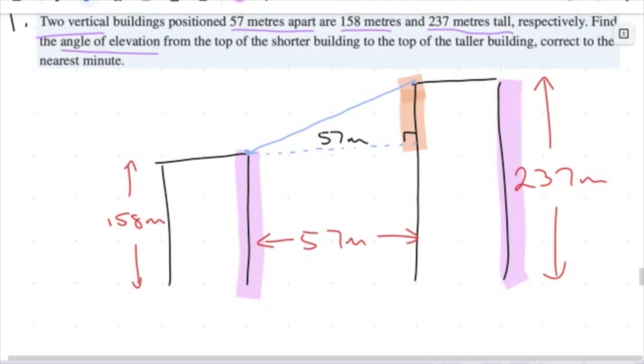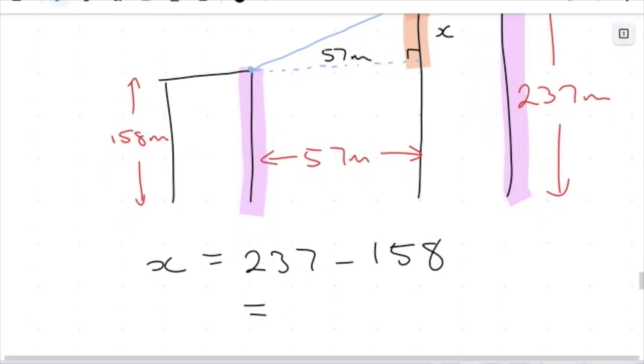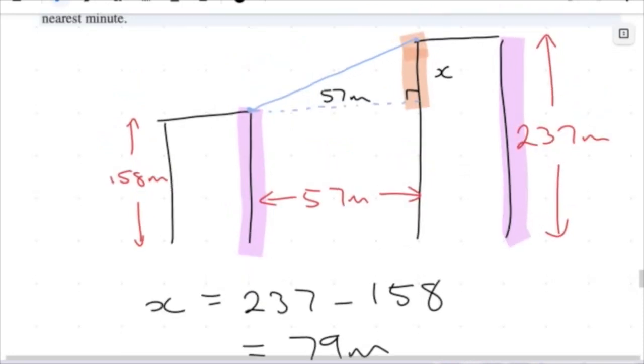So let's just call this point here x. To find x, I'm going to find the difference between these two heights, which is going to be 237 and 158. I'm subtracting one from the other, and here I get 79 meters. Okay, so I now have my height. So the height of my right angle triangle I've constructed here is 79 meters.